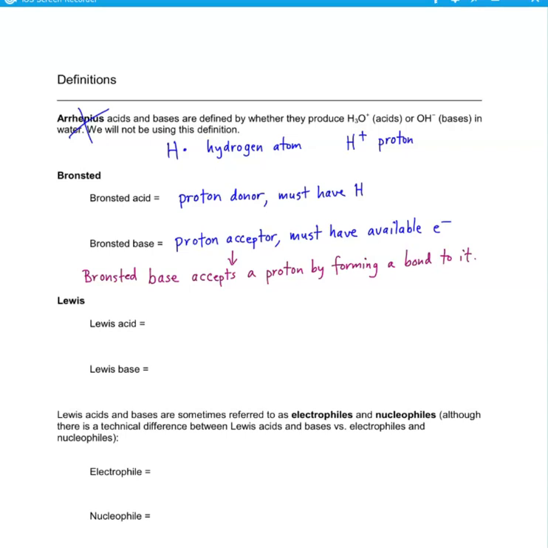Okay, now let's briefly look at the Lewis definitions. A Lewis acid is an electron pair acceptor. What must you be to be an electron pair acceptor? What structural feature must you have to be able to accept a pair of electrons? You have to have an empty orbital, because electrons occupy orbitals. So to be a Lewis acid, you have to have an available empty orbital. A Lewis base is an electron pair donor. And so clearly, if you're going to be a Lewis base, you must have an electron pair.